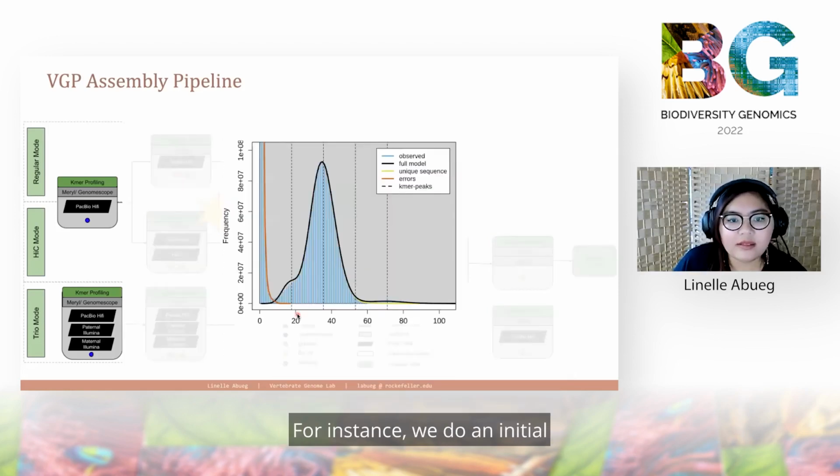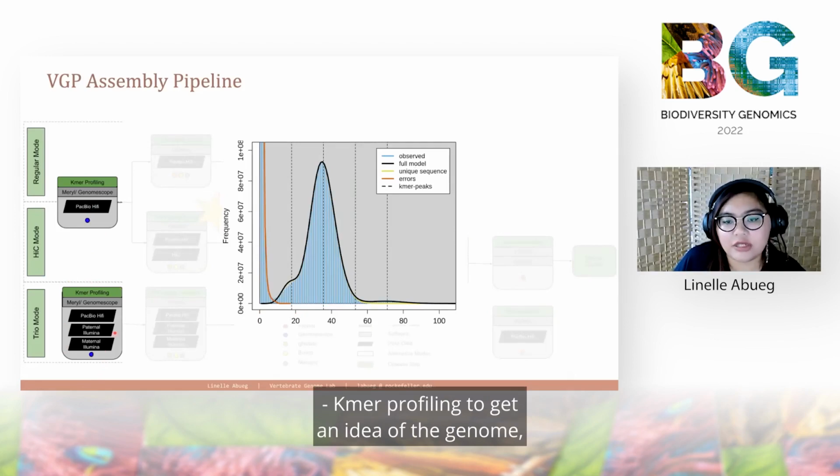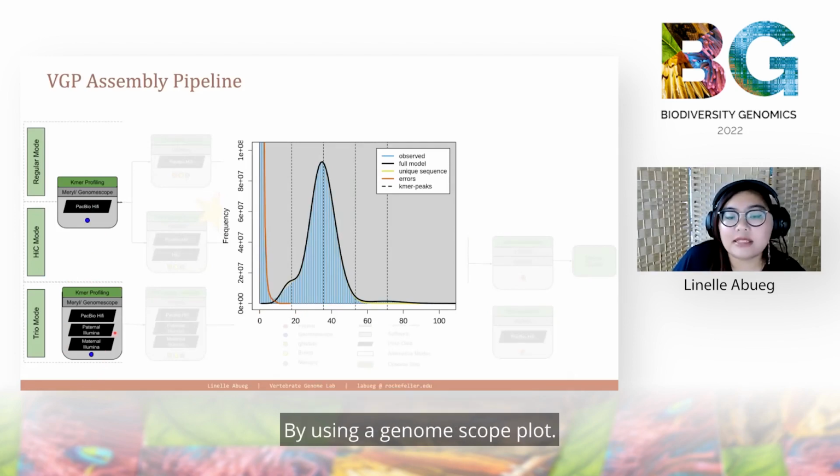For instance, when we do an initial k-mer profiling to get an idea of the genome we're trying to assemble by using a GenomeScope plot. So these are generated as one of the first steps in the pipeline.